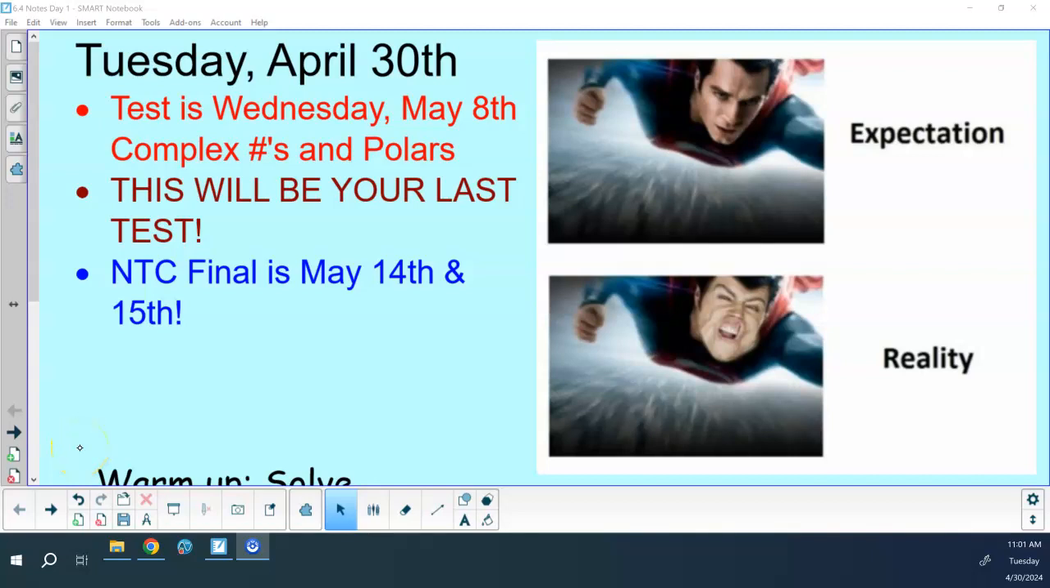So today we're going to start polars. A couple of changes that we've made after our meeting yesterday. First change is your test will now be on Wednesday, May 8th, not Tuesday, May 7th. Second change is this week, Thursday, is going to be your EMPT test. So this week, Thursday, you need to bring a charged Chromebook with you to class.